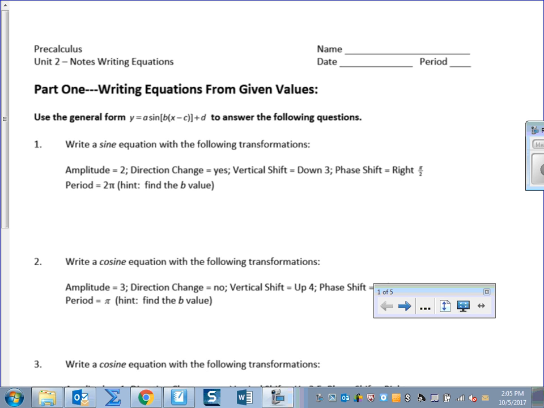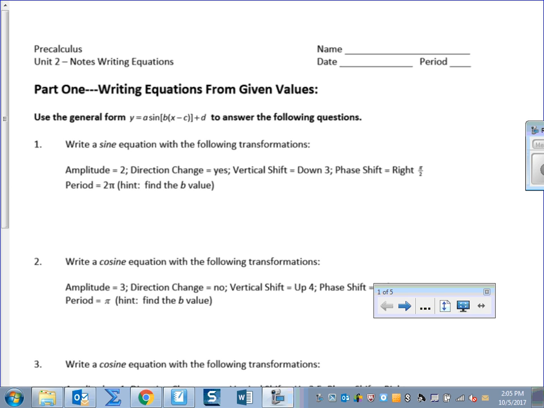C is going to be your phase shift, but make sure if you're given a word problem, if it says right pi over 2, what does that actually mean? Minus. Because in real life, right is positive, but in your formula, it has to be opposite. And then D is the vertical shift.